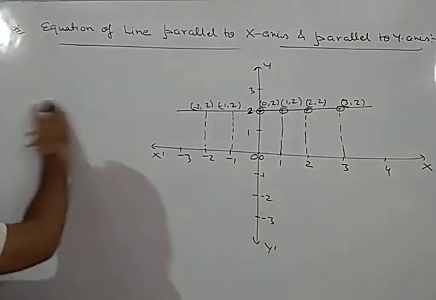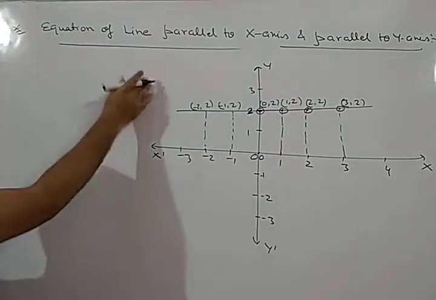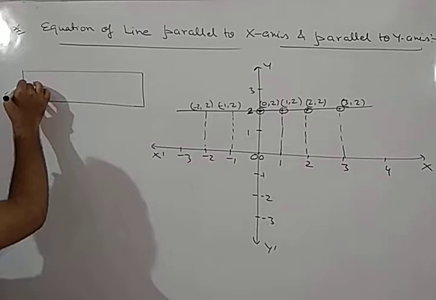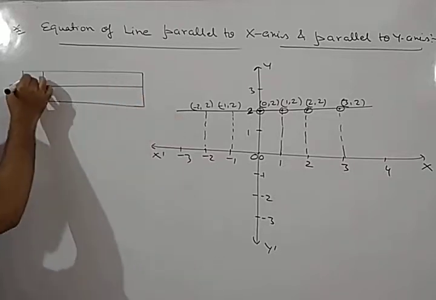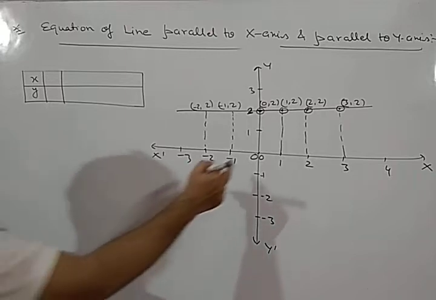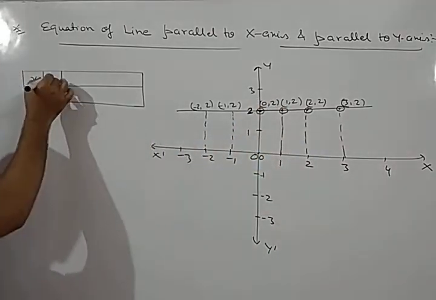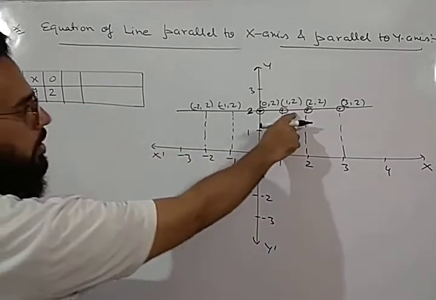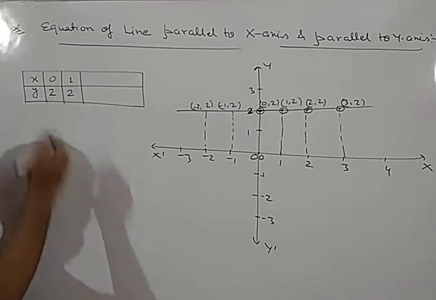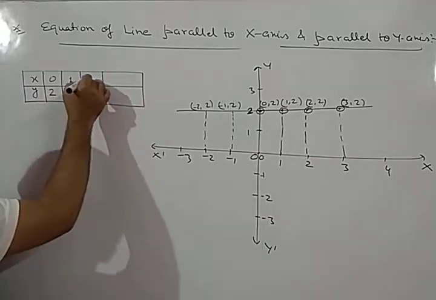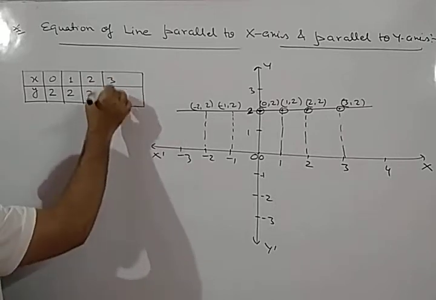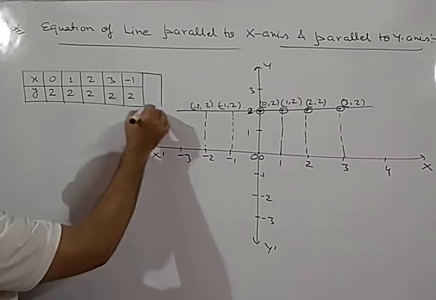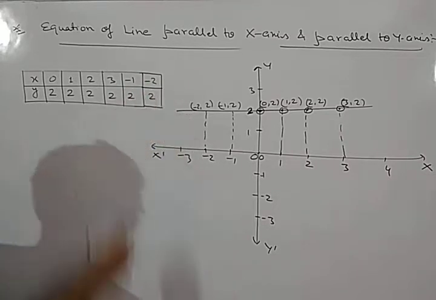Now let us put the ordered pairs in a table. If we draw the table of x and y, the first ordered pair is 0, 2. It means x is equal to 0, y is equal to 2. Then the second ordered pair is 1, 2. It means x is equal to 1, y is equal to 2. Then x is equal to 2, y is equal to 2. x is equal to 3, y is equal to 2. x is equal to -1, y is equal to 2. And x is equal to -2, then also y is equal to 2.